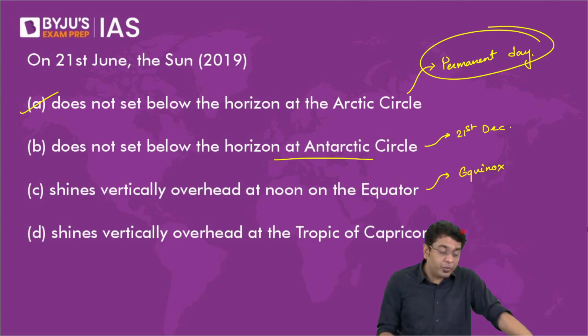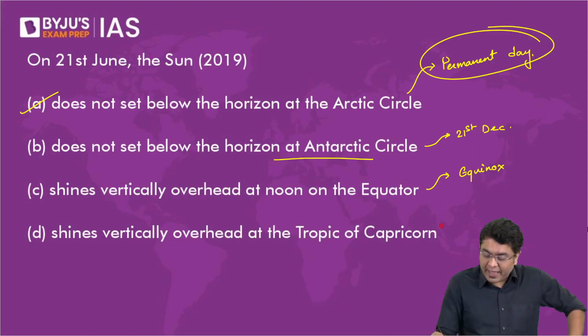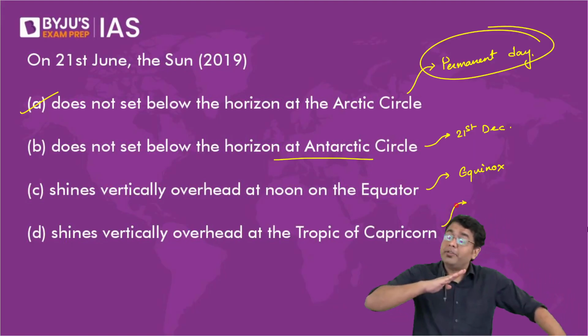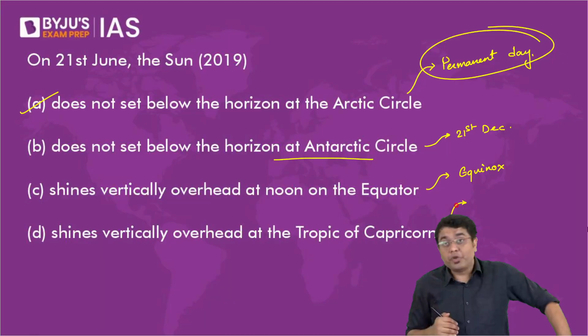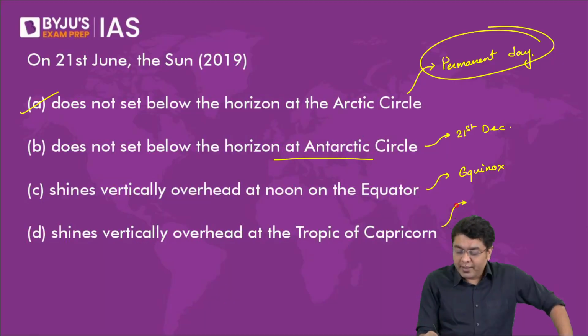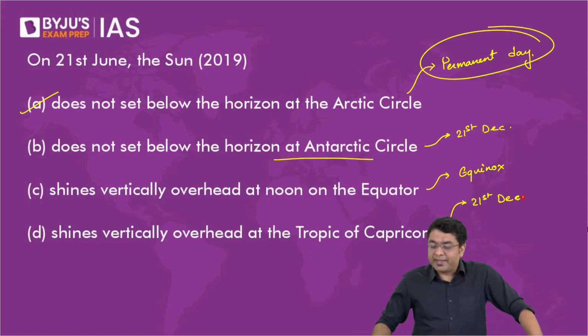And then shines vertically overhead at the Tropic of Capricorn. When does this happen? This happens when the Tropic of Capricorn is facing the sun. And when is the Tropic of Capricorn going to face the sun? 21st of December, winter solstice. Perfect. Okay.